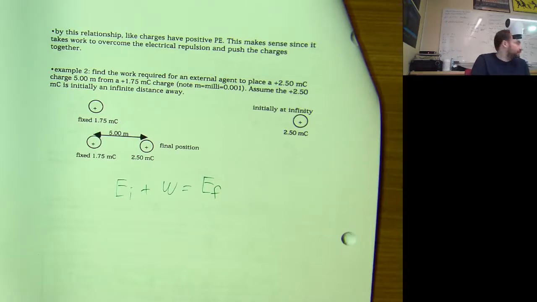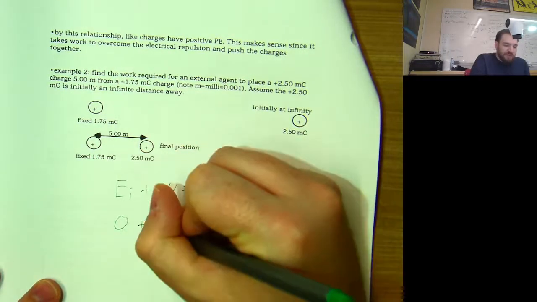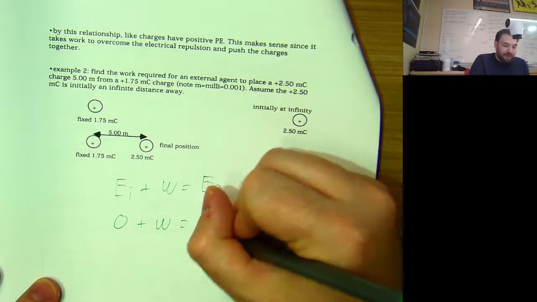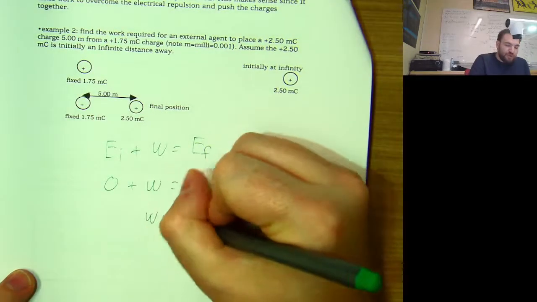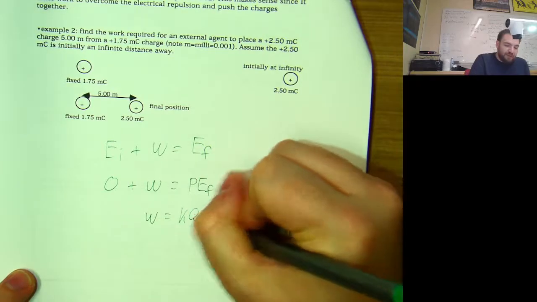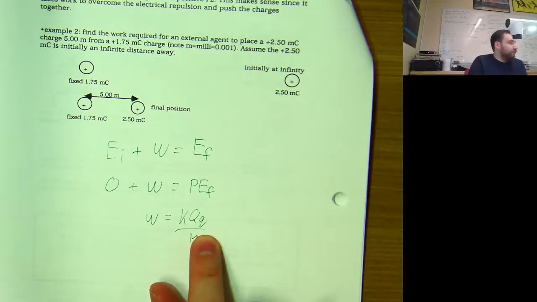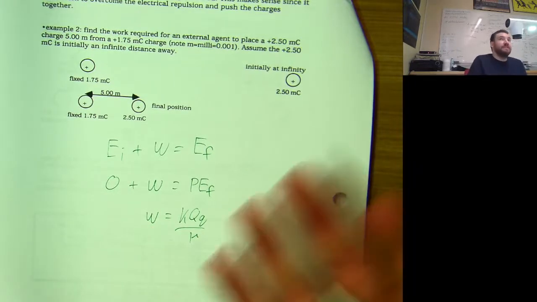So again, I want to find work. Energy initial, what's the energy initial? 0. Why is it 0, Ashton? Because initially it's at infinity and not moving. So this is where we get the 0, plus whatever work we're going to do to make this happen. And its final position is where we get this potential energy final. So work equals kQQ over r. Both the charges are positive, so this potential energy is going to remain positive, which again makes sense. I'm adding work to the system. It's got to be positive to set this thing up.